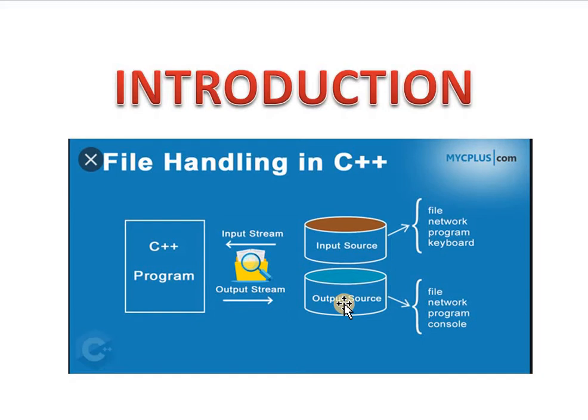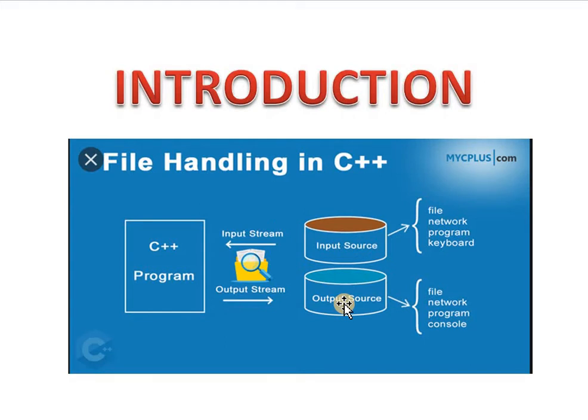For example, if you want to read a particular file, then there is one method for reading the contents of the file. If you want to delete a particular file, there is also a method for deleting a file. In this way, there are a number of operations that we can perform on a file by using C++ functions or C++ methods. This is the basic introduction of file handling.